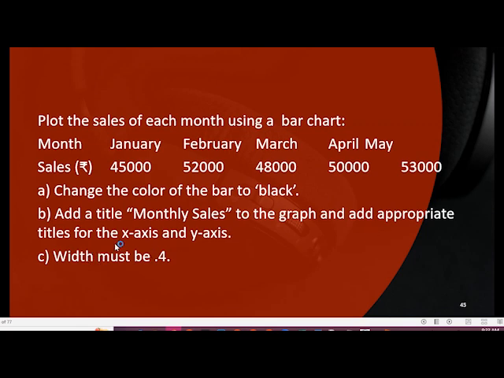And give appropriate x-axis and y-axis labels. Which functions are used for this? It is xlabel and ylabel. Now, the width must be 0.4. Which is the argument? The width argument. Width equal to 0.4. You try to create this chart and see whether it is coming properly.